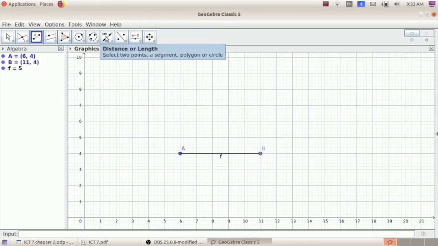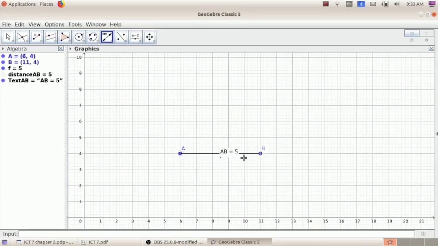We'll select the distance or length tool and find the length of this line. Click at A, then click at B. AB is 5. So we got the line segment AB with a 5 centimeters length. Now we have to draw a line segment BC which is 6 centimeters in length and AC which is 4 centimeters in length. How can we draw that? We'll draw it with the help of circles.